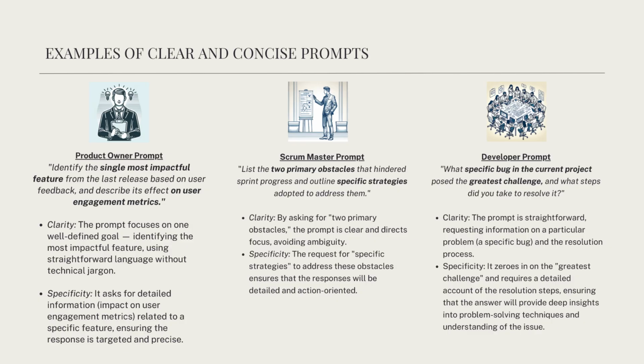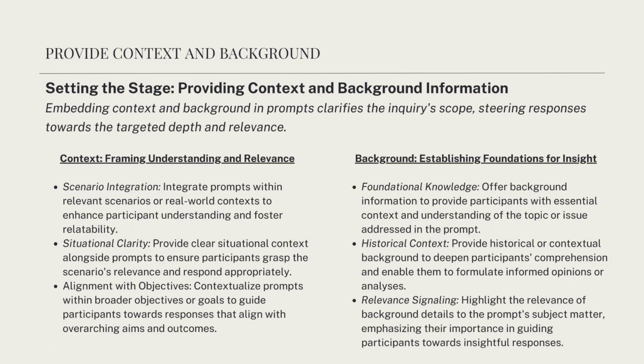Let's see this in action. A great prompt for a product owner isn't "tell me about the last release." It's this: identify the single most impactful feature from the last release based on user feedback and describe its effect on user engagement metrics. It's clear, it's specific, and it tells the AI exactly what information to pull. For a Scrum Master, instead of "how was the sprint?" you'd ask, list the two primary obstacles that hindered sprint progress and outline specific strategies adopted to address them. You're guiding the AI to give you a concise, actionable report, not a general impression.